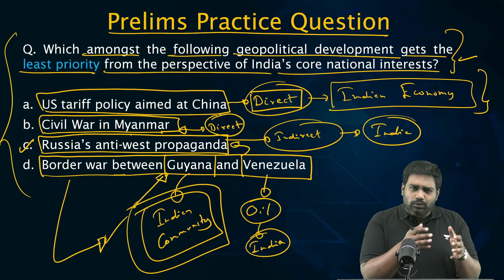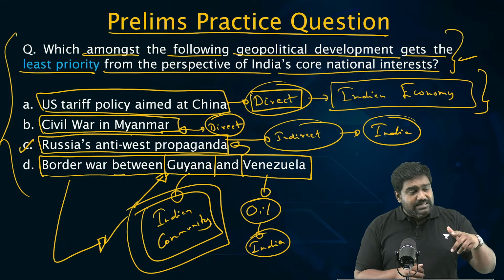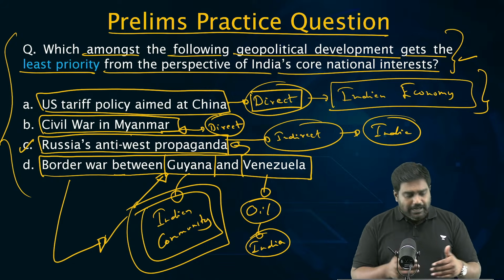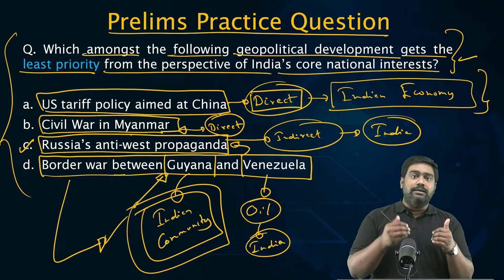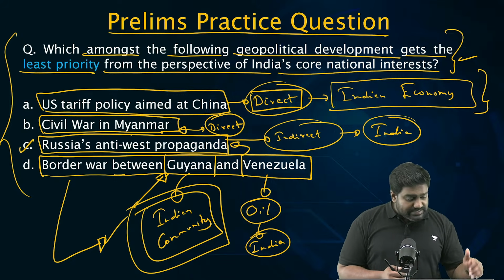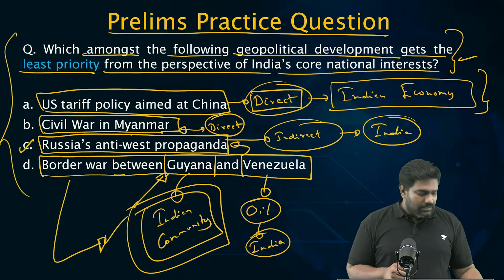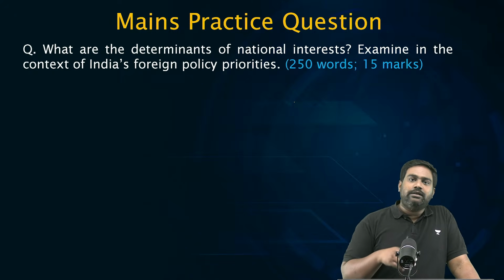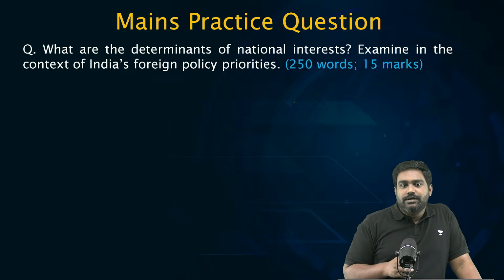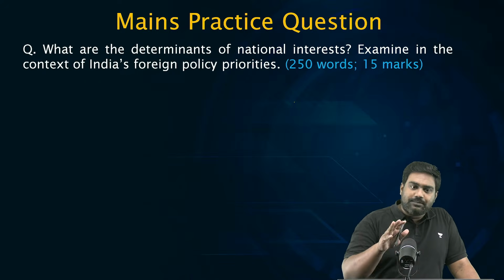The overall impact will be slightly limited, meaning we can still deal with it over a period of time, but the other issues will become a topmost priority, an immediate priority. That's why C is the correct answer, not D. Just because Guyana is far away, don't automatically assume that this is the least priority for us. Correct? So I hope this concept is clear.